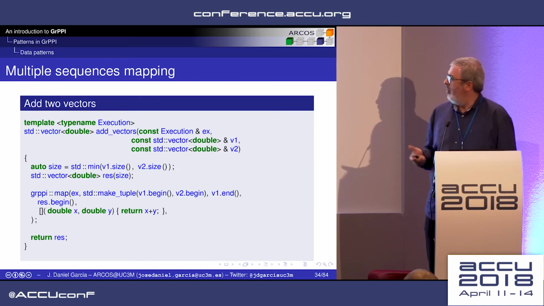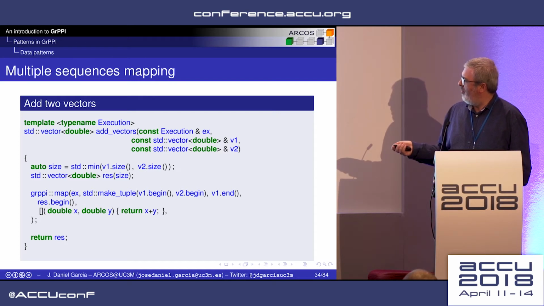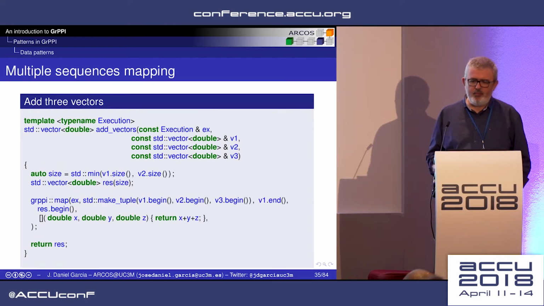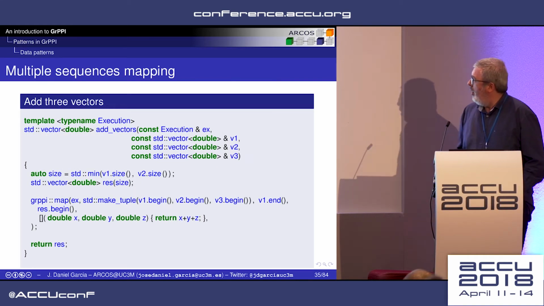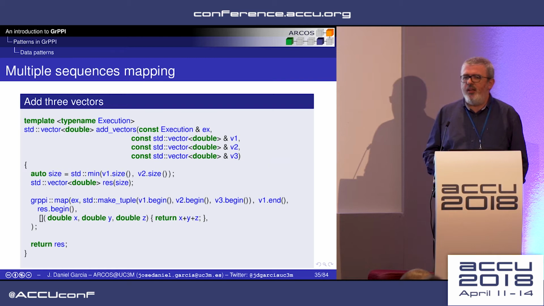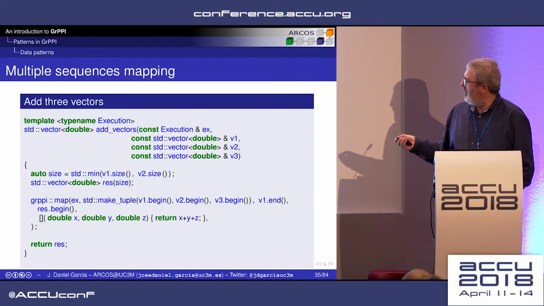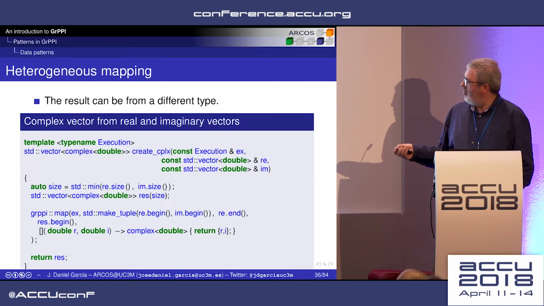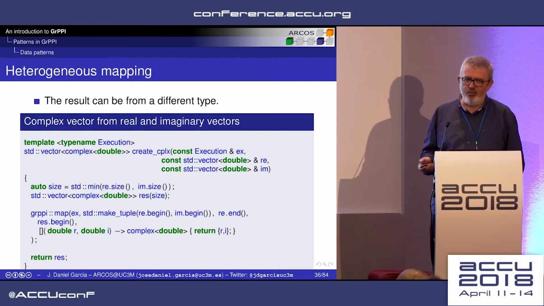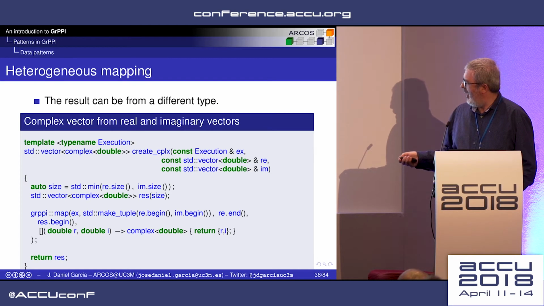and adds each element of one vector to the other vector. But if I wanted to do it with 3, I may also do it with 3. I have a tuple of 3 iterators, and then my lambda, of course, takes 3 values. The result of a transformation can be of a different type. So in this case, I am taking 2 vectors of doubles, and what I am producing is a vector of complex values. And my lambda just creates complex double values like this.